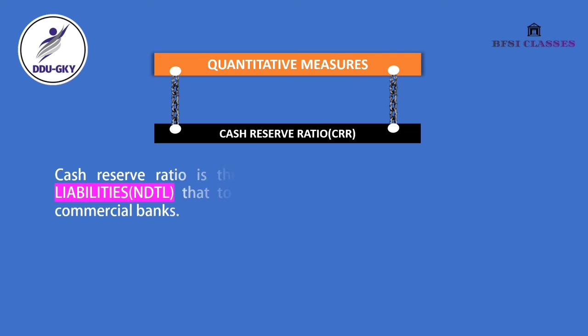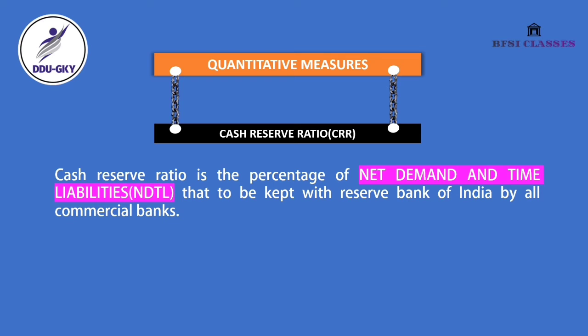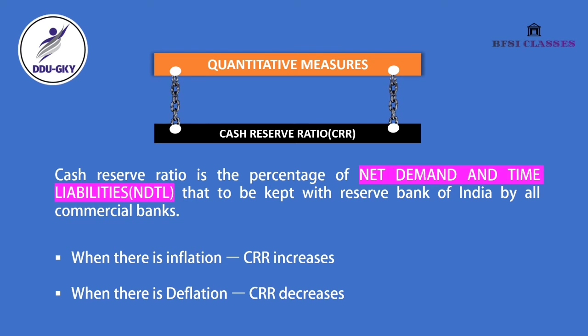Cash reserve ratio. CRR is a percentage of net demand and time liabilities that is to be kept with the RBI by all commercial banks. If CRR is increased, the capacity of commercial banks to lend money will be reduced, and thereby the supply of money and inflation can be controlled. If it is reduced, vice versa. If there is inflation, CRR increases, and if there is deflation, CRR decreases.